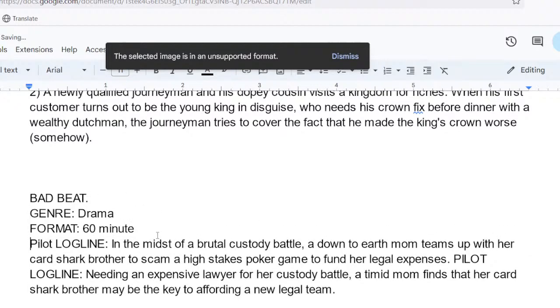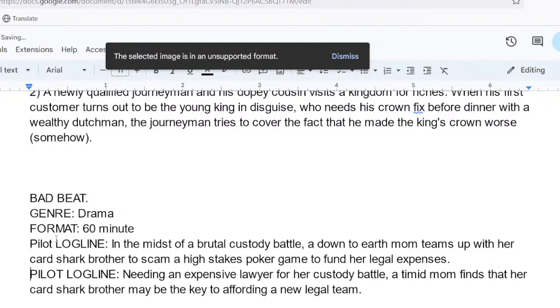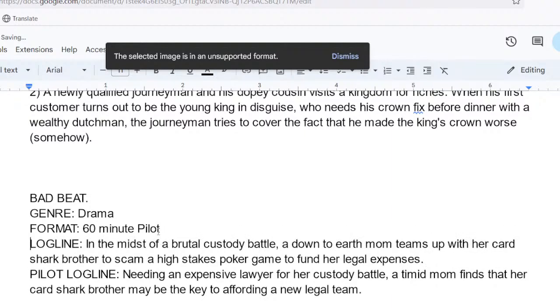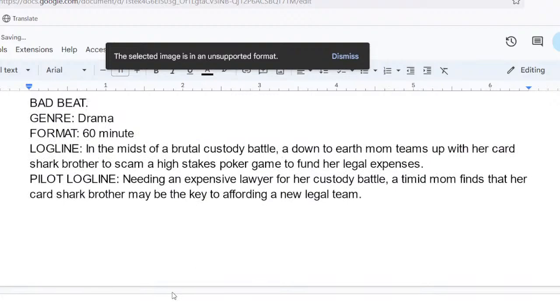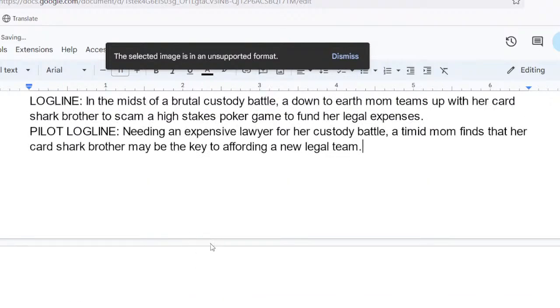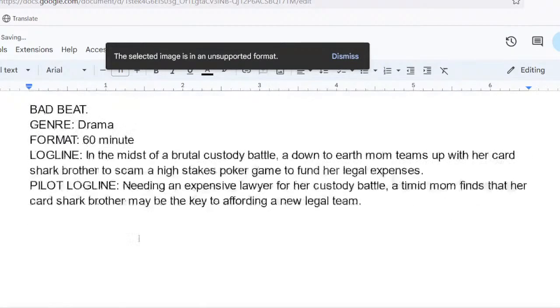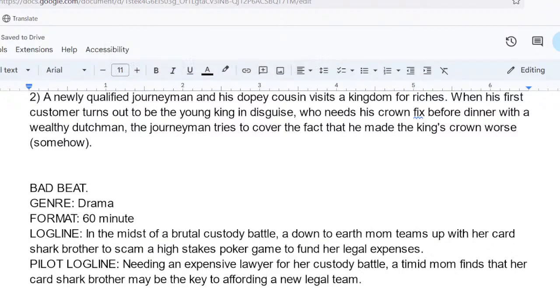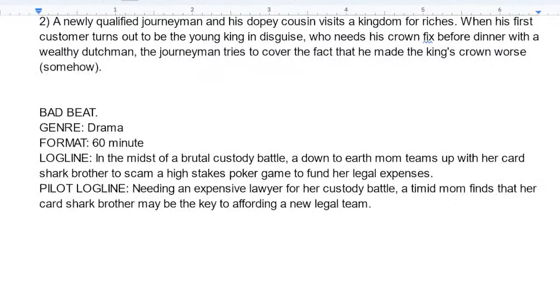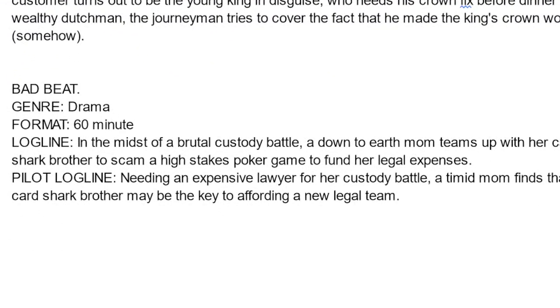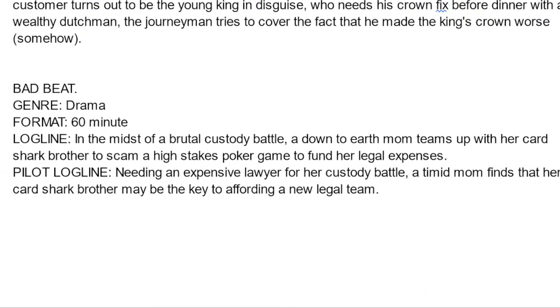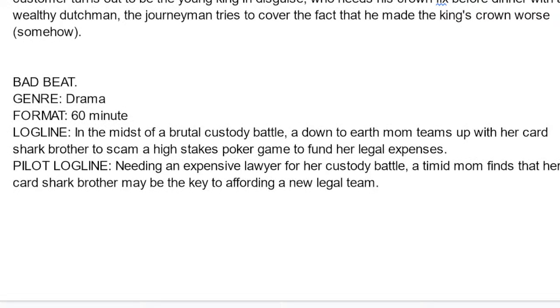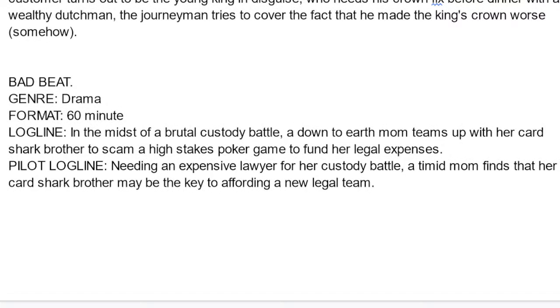It is about a housewife who has basically just lived this domesticated lifestyle her entire adult life, getting a divorce and going through a brutal custody battle. She's left with nothing, and to be able to fund her legal expenses, she figures out a way to scam a high-stakes poker game. All right, that sounds cool. Is this a kind of a crime drama, would you say, in that case?